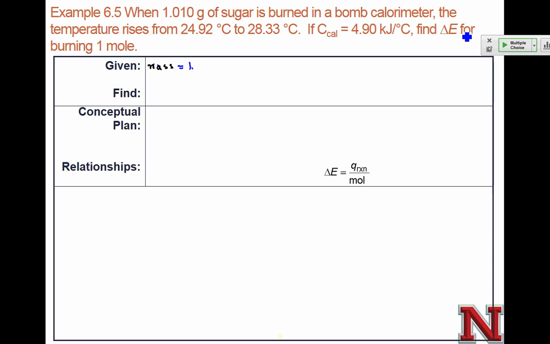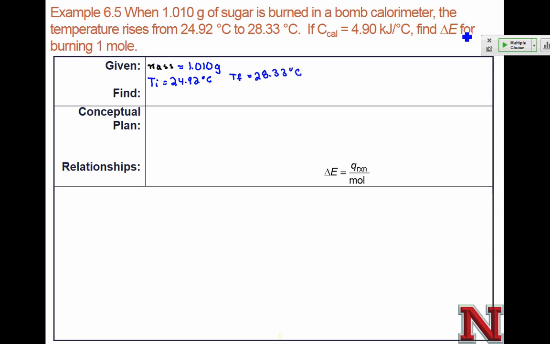Of our sugar. This is what's burning. And we have our T initial, because it told us it's rising from 24.92 degrees C in the bomb calorimeter. So this is our T initial of our calorimeter. And then we have our T final of our calorimeter, which is 28.33 degrees C.